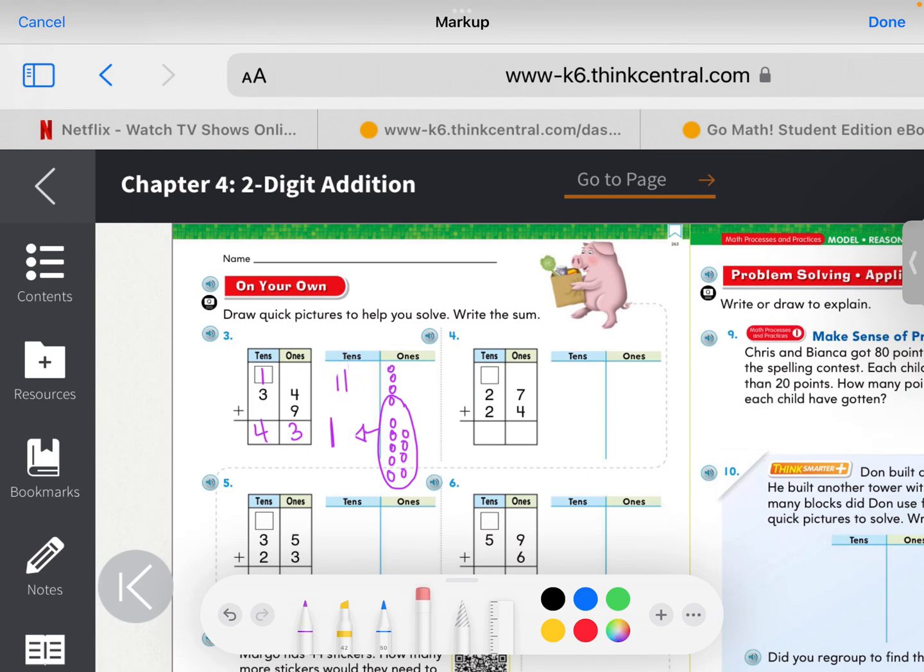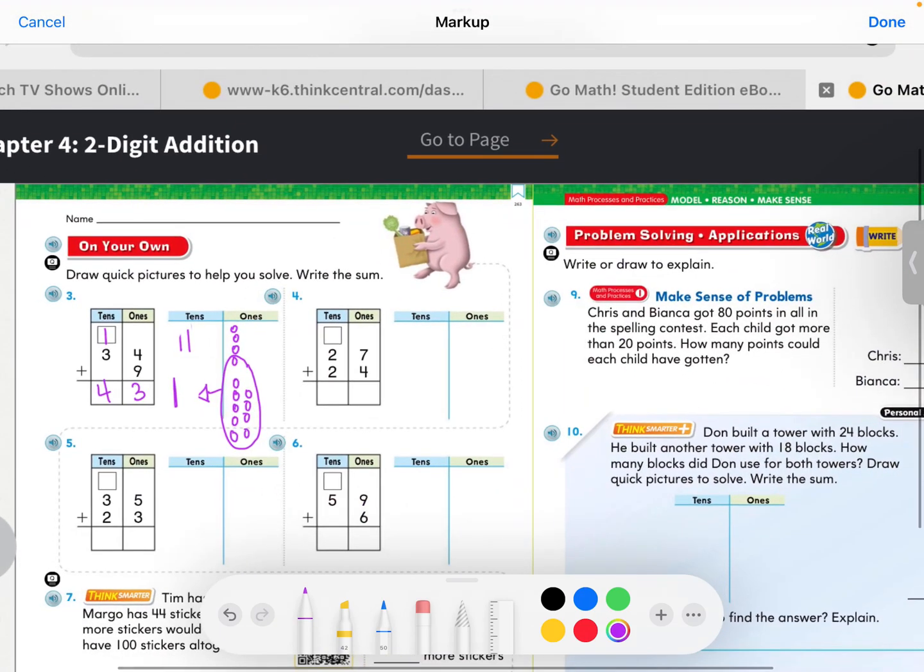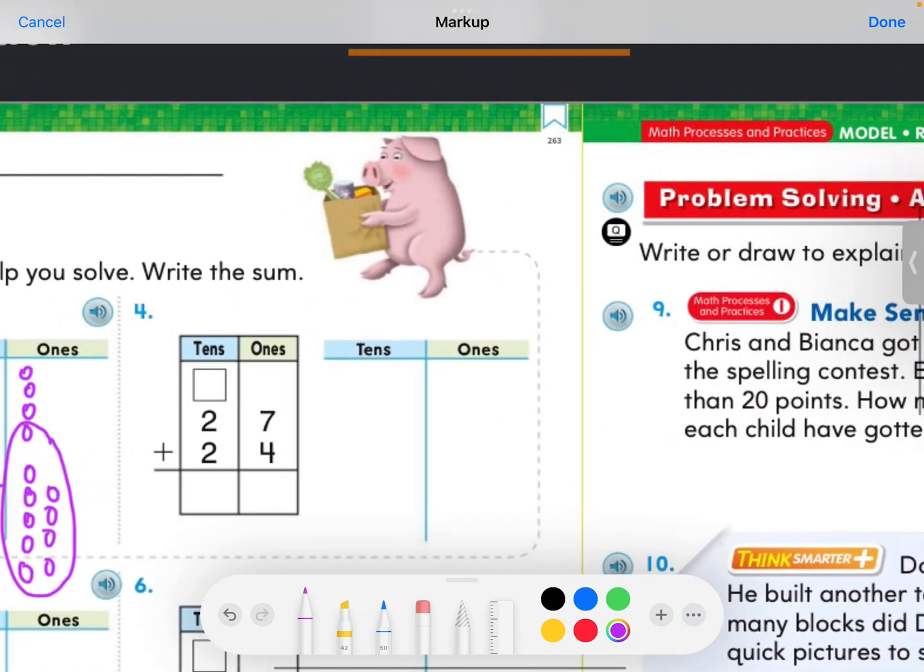Now if you feel like this is going pretty good for you, friends, I would like to encourage you to pause when I start working on a problem, and then go ahead and hit play when you finish the problem, just to see if we get our answers the same. Okay, so number 4 says 27 plus 24. 27 and 24 are my add-ins, and that's the quick picture I'm going to make.